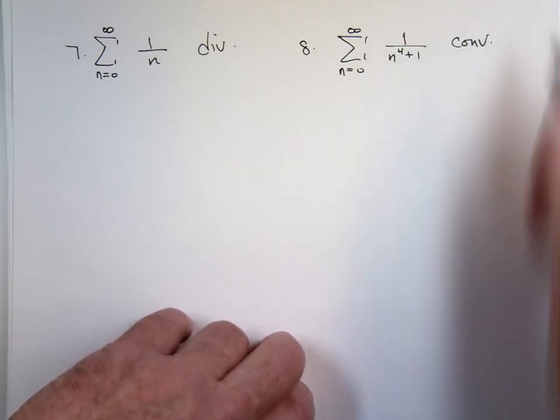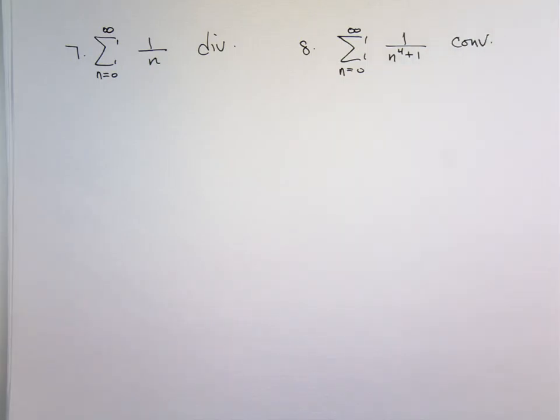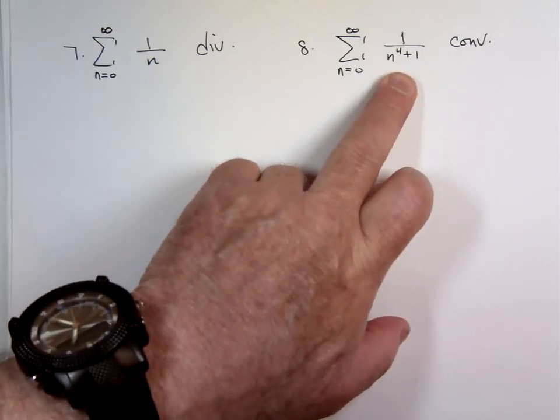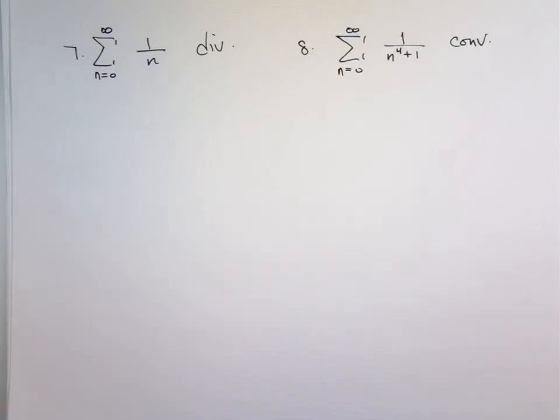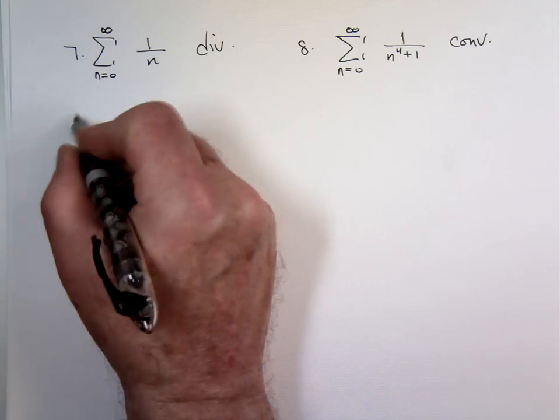Now, if you actually had to prove it, what you would do is a limit comparison test with 1 over n to the 4th. And 1 over n to the 4th is a p-series, which clearly converges. P is 4, greater than 1. Therefore, a limit comparison test would show that this one also converges. But you don't even have to do that. Difference in degrees is sufficient.